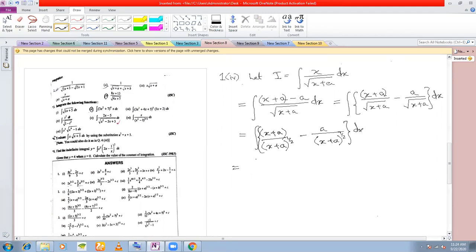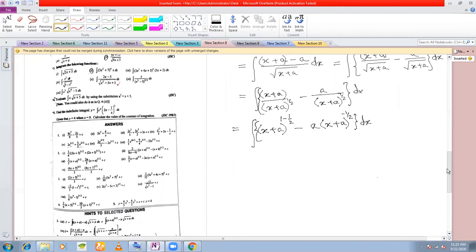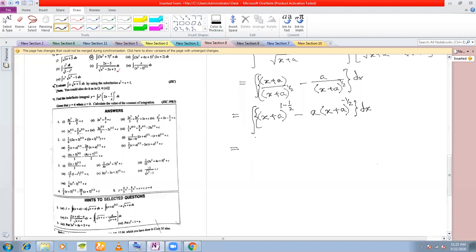Okay, now what happens? Integral x plus a by x plus a to the power of half is x plus a to the power of 1 minus half, minus, and this can be written as, if you bring x plus a in the numerator, the power will become negative. Understood this step? Yes, sir. So this will become x plus a to the power of 1 minus half, which is simply half, minus a x plus a to the power of minus half dx.